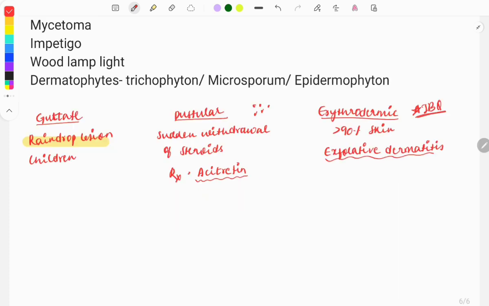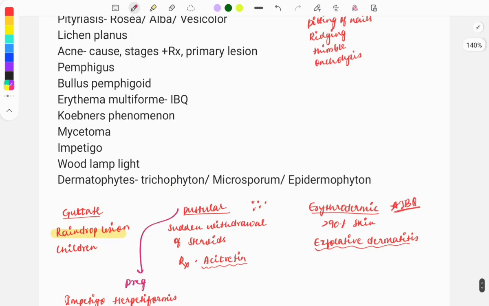And there's another kind of psoriasis seen in pregnancy. Impetigo herpetiformis, it is the pustular variant which is seen in pregnancy. And for the treatment, we will be using steroids. So that was the types of psoriasis.